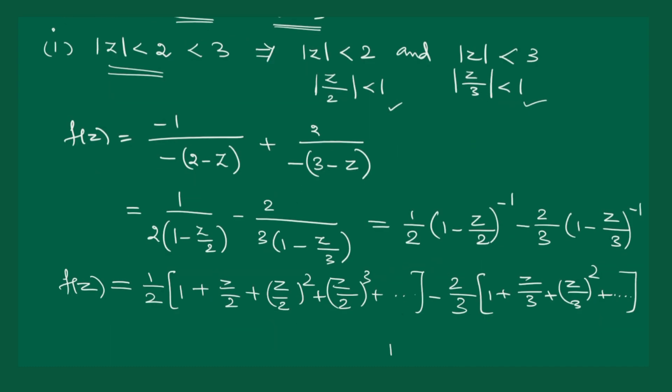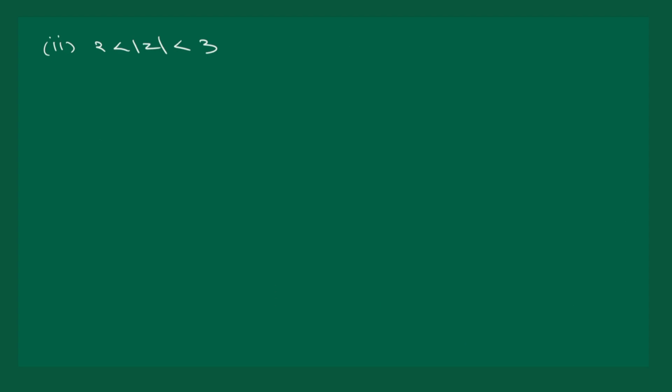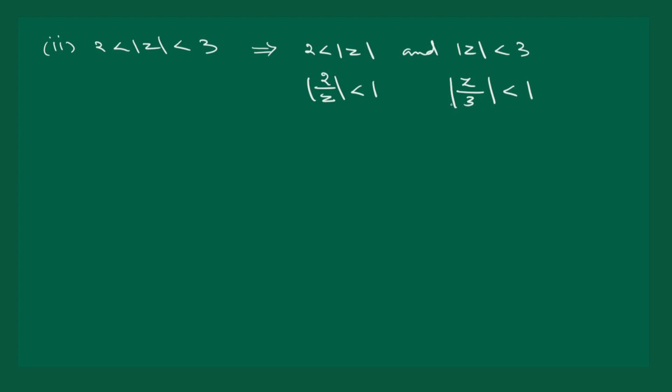That is, this is the expansion which is valid in modulus of z less than 2. This is the first subdivision. Now the second subdivision is 2 less than modulus of z less than 3. So how do we bring it to less than 1? First, 2 less than modulus of z and modulus of z less than 3. So from this, 2 by z will be less than 1, whereas here z by 3 will be less than 1. So you can notice the difference here.